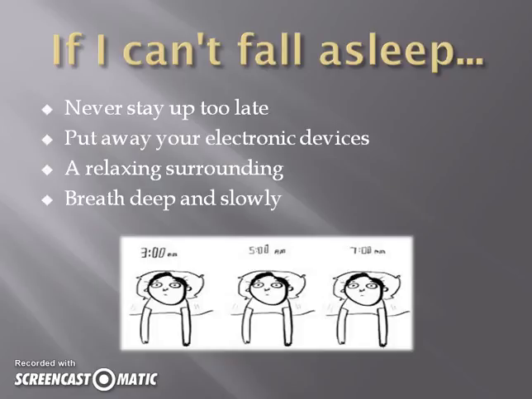Second, put away your electronic devices. That's easy to understand. Phones prove to be an obstacle to falling asleep, so always put away your phones. Third, set up a relaxing surrounding. This is why we need quiet hours when we are living with roommates. Turn down the music, drop down the curtains, turn down the lights, and make yourself comfortable.